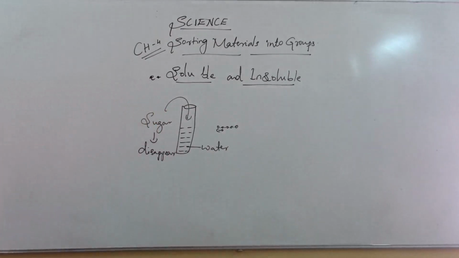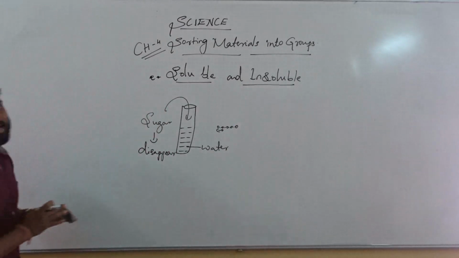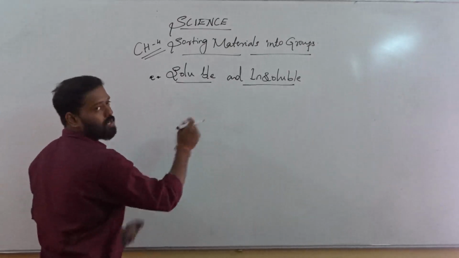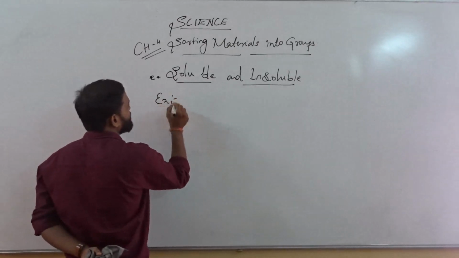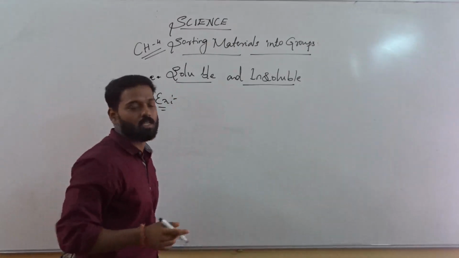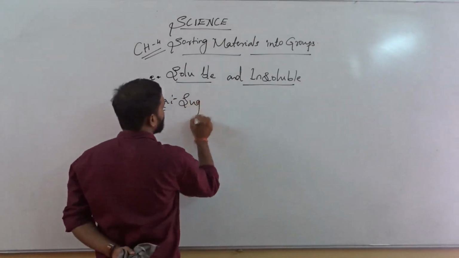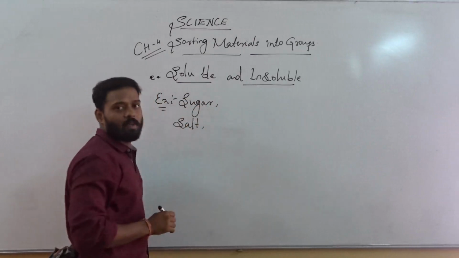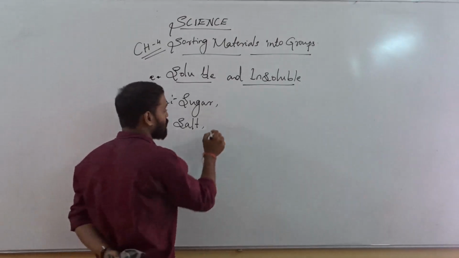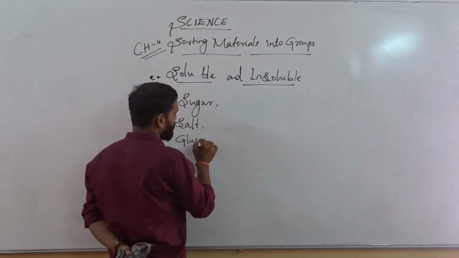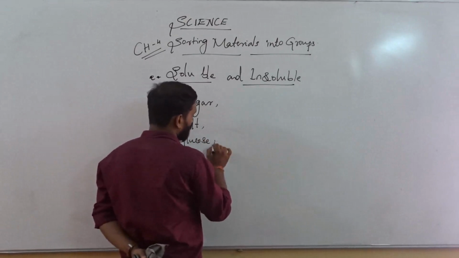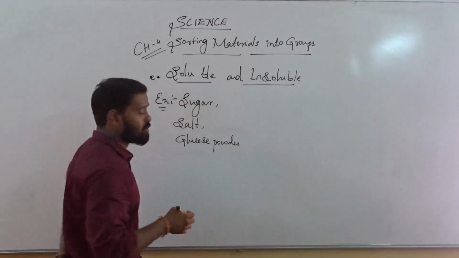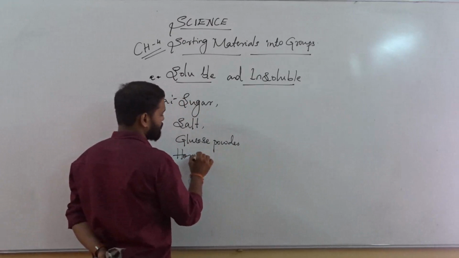Okay. So now we can take examples of soluble and insoluble substances. First, I am going to take examples of soluble substances. What are the things you can give for soluble substance? You can give sugar. Sugar is a soluble substance. Salt you can give. Salt is a soluble substance. Okay. You can give glucose powder. You know? So glucose powder is a soluble substance. Then honey. Honey is also a soluble substance.